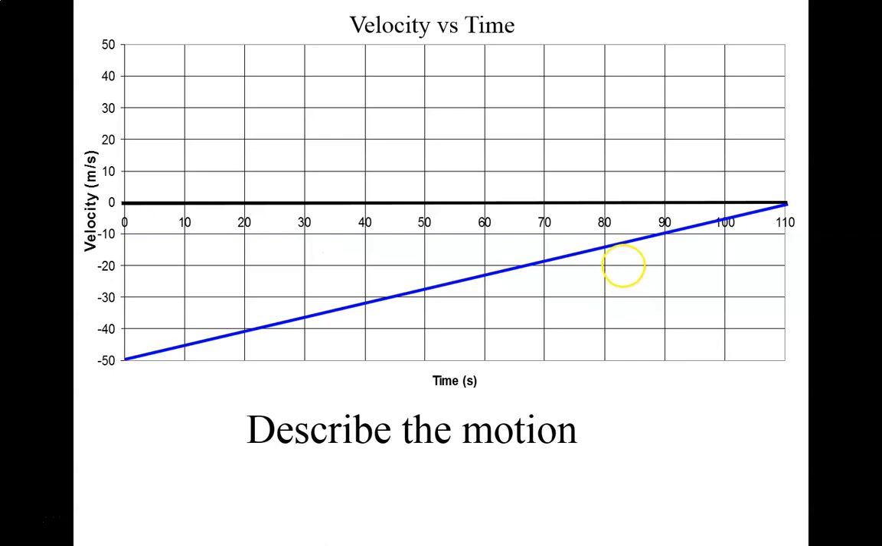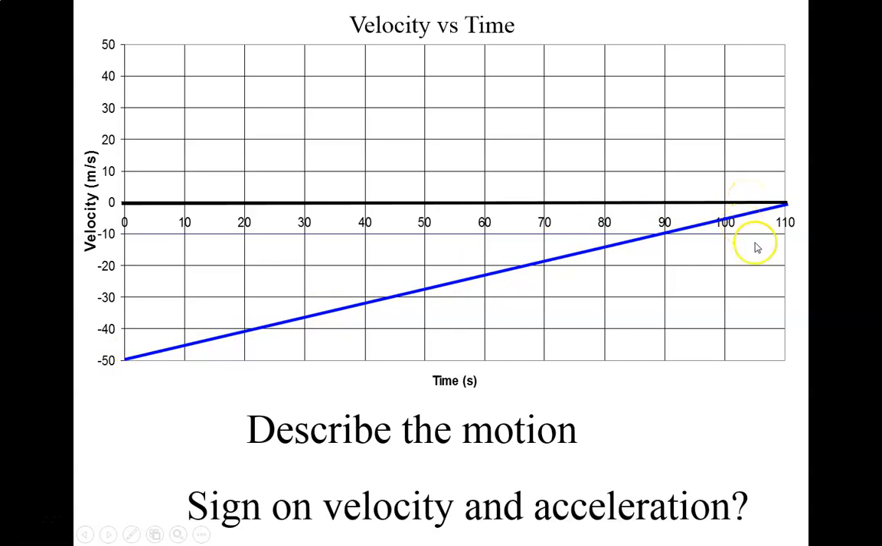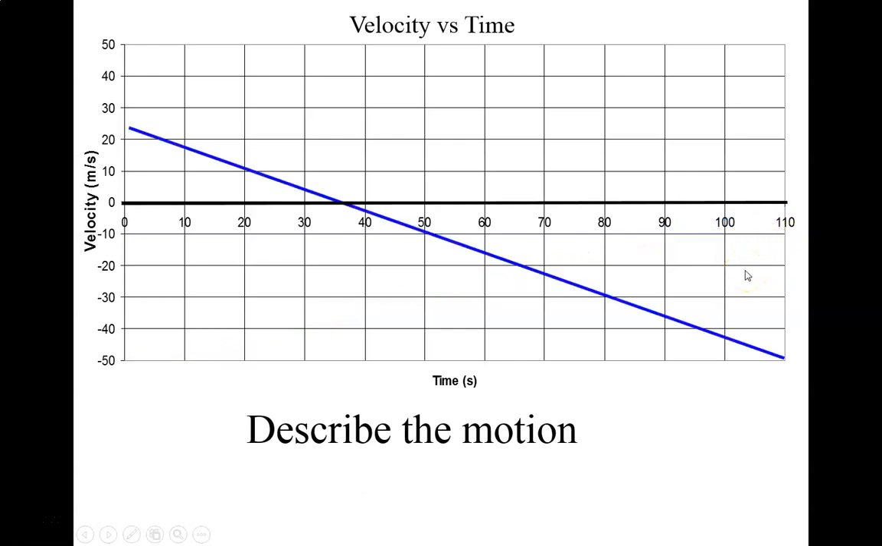This guy, moving forwards or backwards? Did I trick you? It's still moving backwards because its velocity is in the negative region. It's moving backwards and it's slowing down because the velocity is getting closer to 0. So the velocity is negative and the acceleration in this case would be positive.